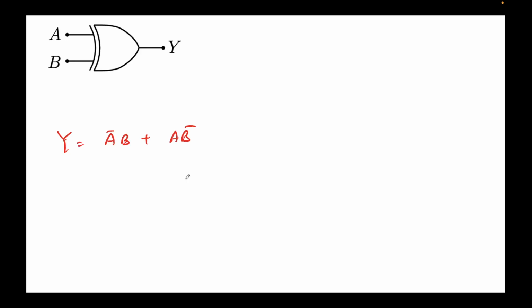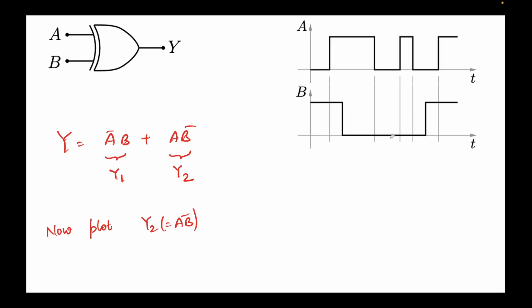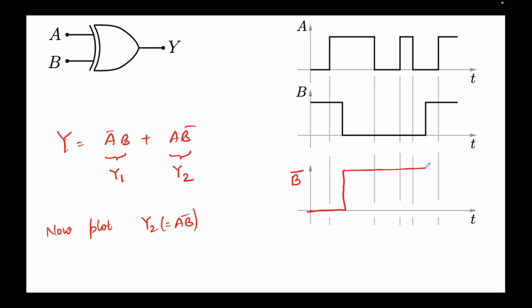Now what we'll do quickly is we plot the Y2, which is A B bar. So this is the input A, this is the input B. Now we'll quickly plot B bar, which will be something like this. Okay. Next we need A B bar. So A times B bar, this times this. So this is 0. So A times B bar is 0, A B bar will remain 0.